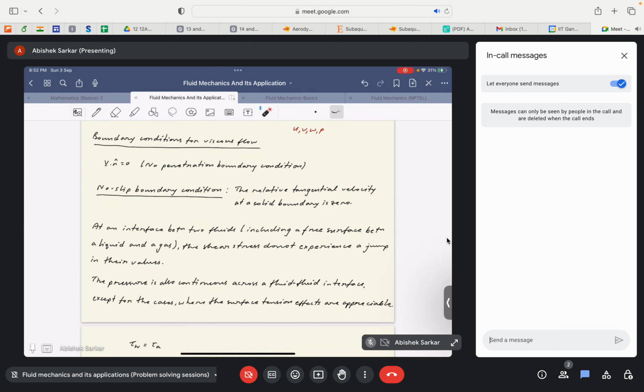Okay, so again there are certain assumptions that help us support the existence of the no slip boundary condition, because these are not universal. There are certain cases where the no slip boundary condition fails to exist. Okay, so that is what we need to keep in mind.